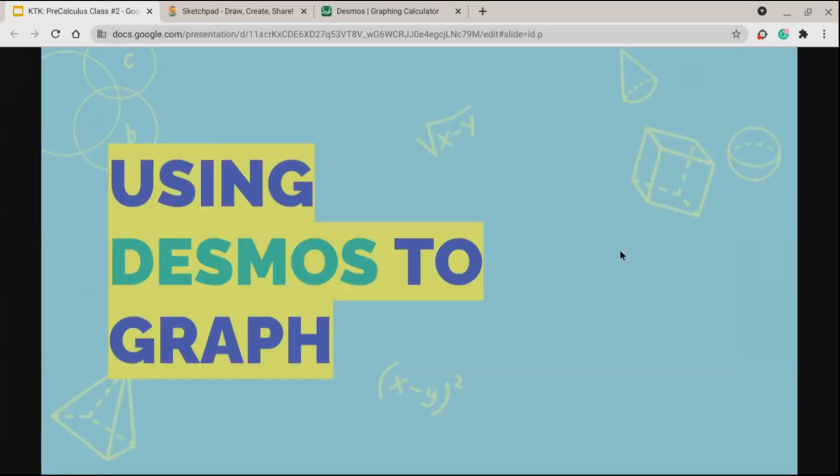Now we're going to use Desmos. Desmos is an online graphing calculator that I like to use, and we're going to use that to take a look at some rational equations. Let me go ahead and switch tabs so I can share my screen again.